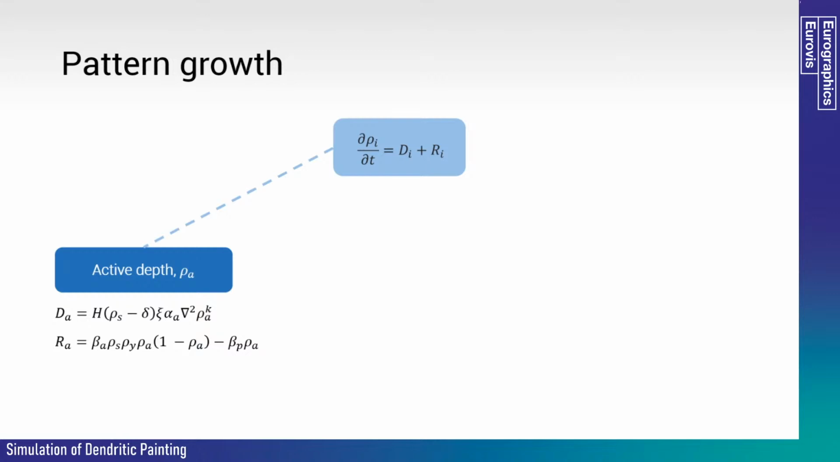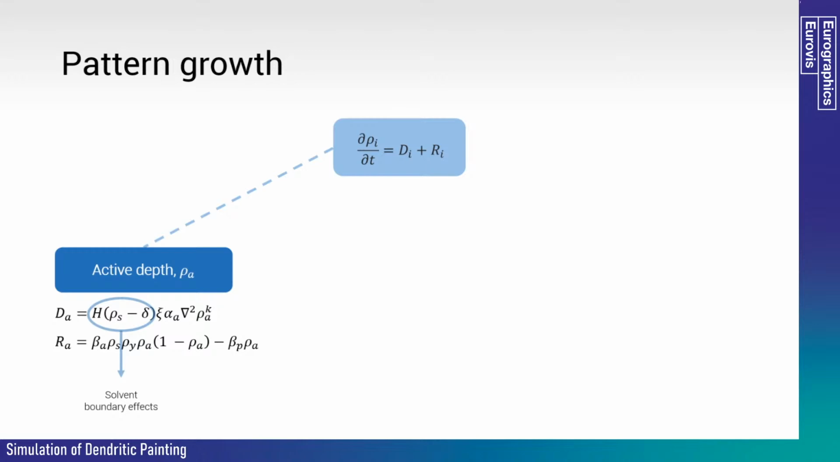First, we start with the active depth density field. Here is where most of the complexity of our pattern growth lies. The active pattern defines the growth of the pattern on its boundary, and its evolution depends on the catalyst and the solvent. We can see how the solvent density affects both the diffusion and the reaction terms. Analyzing in more detail each term, we have a Heaviside function that depends on the solvent density, and it's used for boundary effects, avoiding the diffusion of the pattern if the solvent density is below some threshold delta, that in our examples is 0.1.